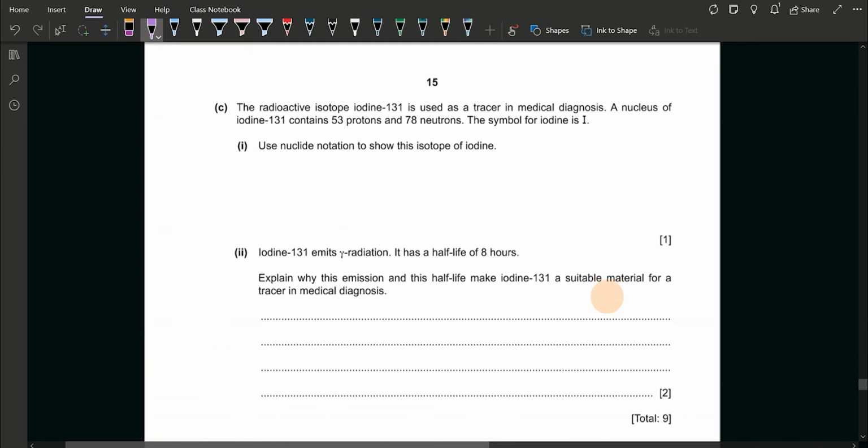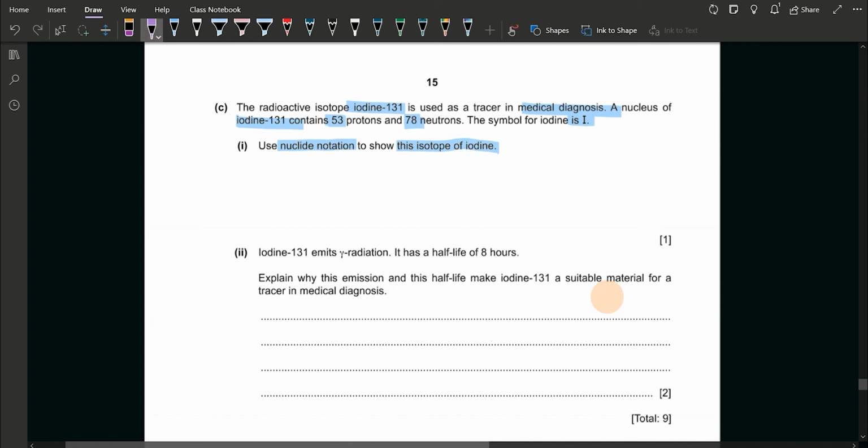Question number 10, part C says the radioactive isotope iodine 131 is used as a tracer in medicine diagnosis. A nucleus of iodine 131 contains 53 protons and 78 neutrons. The symbol for iodine is I. Use nuclide notation to show the isotope of iodine.